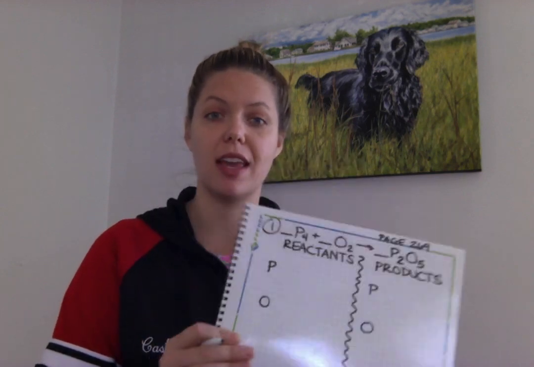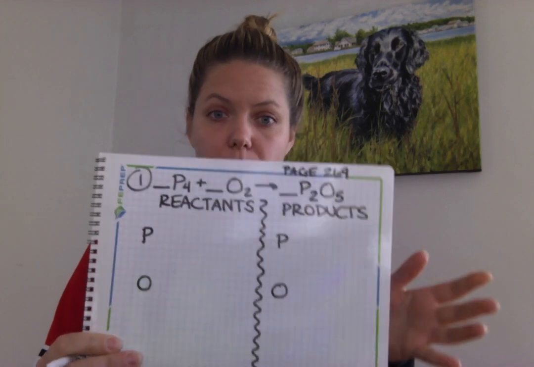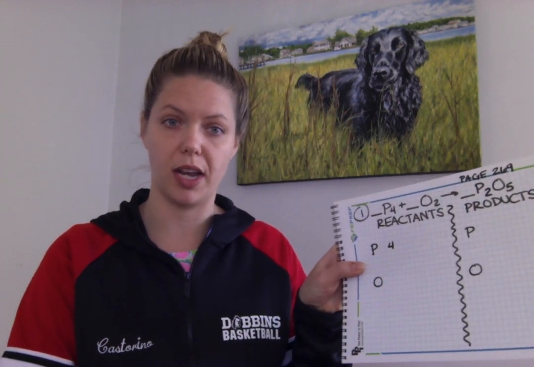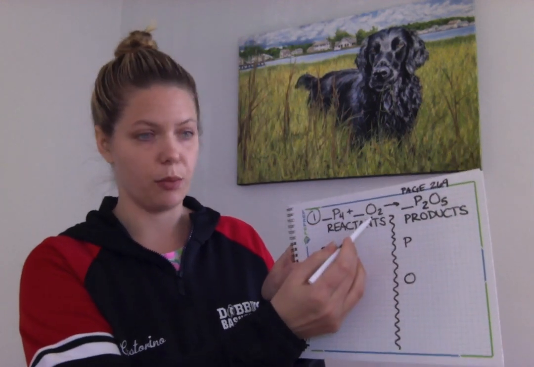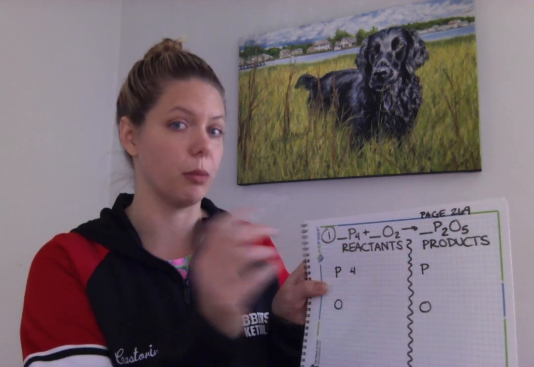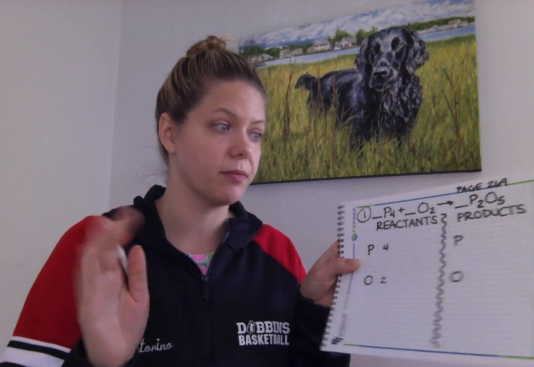Our second step is seeing how many we have to start. So P4, what does that mean? That means we have 4 phosphorus atoms. So I'm just going to put number 4 right next to our P on the reactant side. Over here, we have 2 oxygens, right? O2, diatomic molecule. Remember we talked about that last section. So we have 2 oxygens to start, so we just put our 2 right next to our O. We're just counting them. That's it.